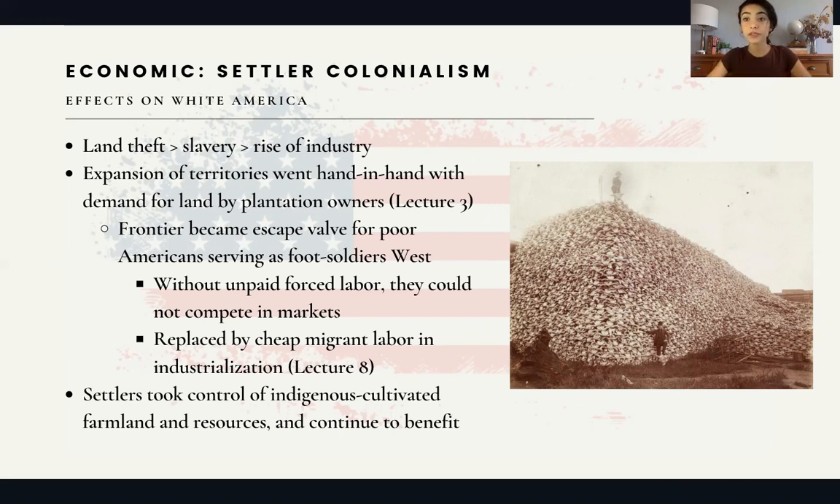At the same time, we see settlers take control of indigenous cultivated farmland and resources. So this idea that the United States was just this barren land there for the taking, uncultivated by Native Americans, what you see in that Ayn Rand quote is absolutely not true. The settlers co-opt these resources and this farmland, and I'd say continue to benefit. All of us continue to benefit to this day.